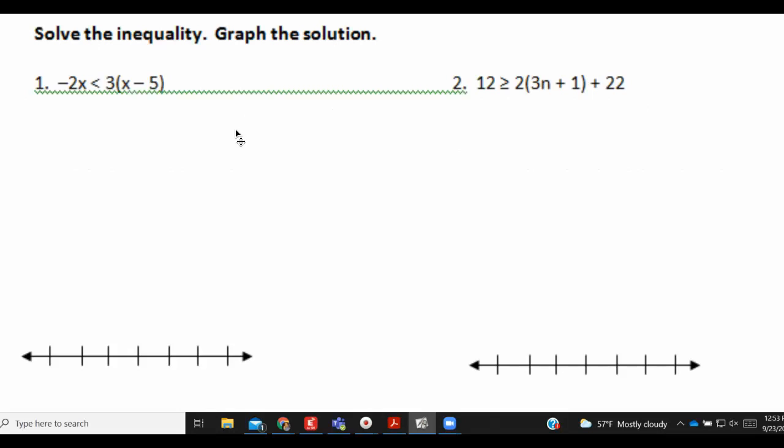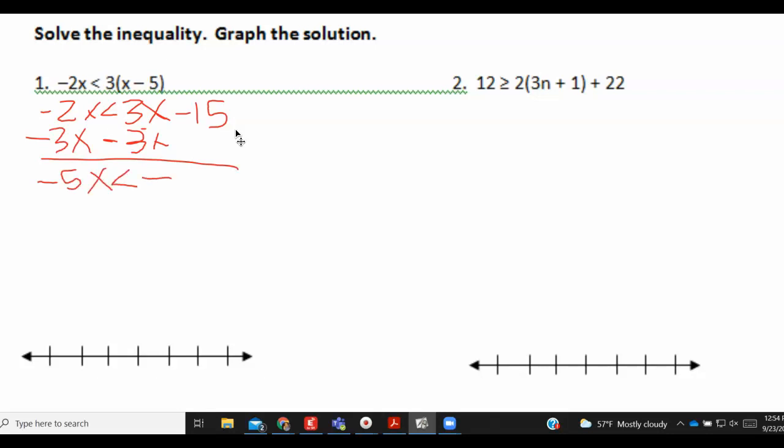Let's solve and graph. So we have negative 2x is less than 3x minus 5. We're going to distribute the 3. Subtract 3x from both sides. Negative 5x is less than negative 15. Divide both sides by negative 5.